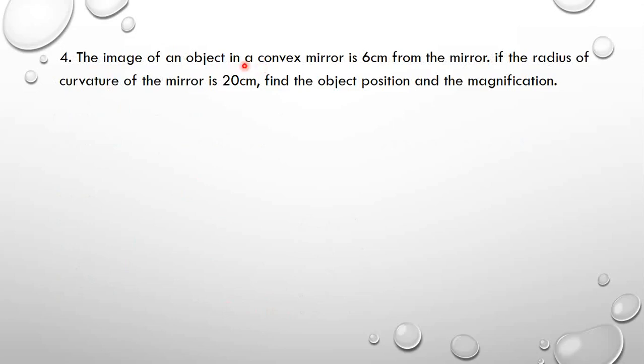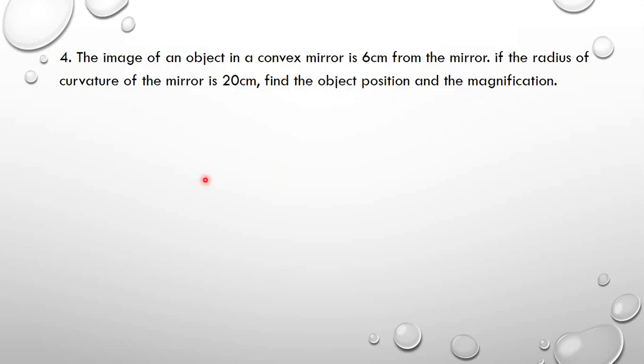The image of an object in a convex mirror is 6 centimeters. If it is a convex mirror, that means the sign convention is going to be negative because it is convex. And then they are saying that if the radius of curvature of the mirror is 20 centimeters, find the object position and the magnification. Okay, they want us to get the u and the m.